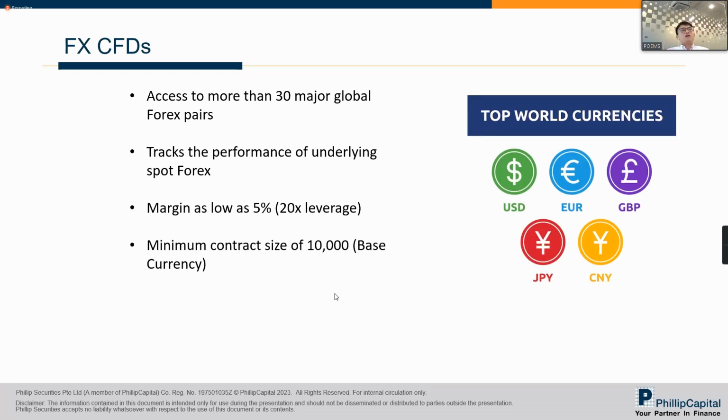Forex CFD will allow you to access more than 30 major global Forex pairs, and you can track the performance of underlying spot Forex. Also, the margin is as low as 5%, times 20 leverage. The minimum contract size is 10,000 base currency. You can refer to the picture beside us, the top world currencies, which are USD, Euro, Great Britain pounds, Japan yen, and Chinese yen.